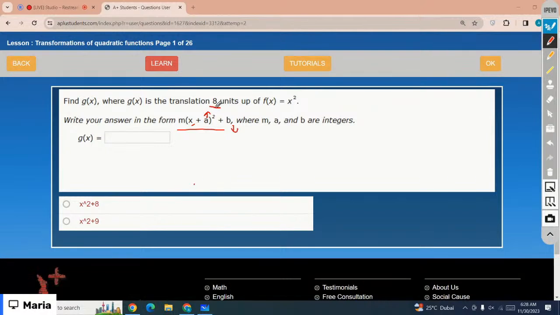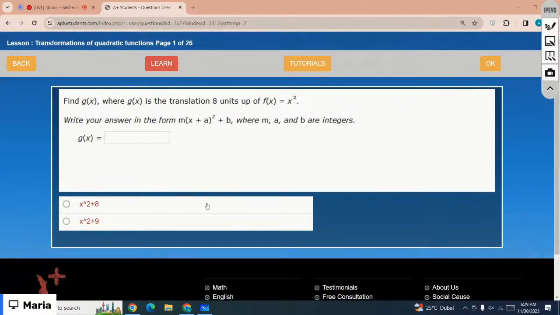So here you have translated 8 units up. So the function is simply x square, and you have to add 8. So that would be x square plus 8, which is the correct option. Option number 1 is the correct option, that is f of x equals x square plus 8.